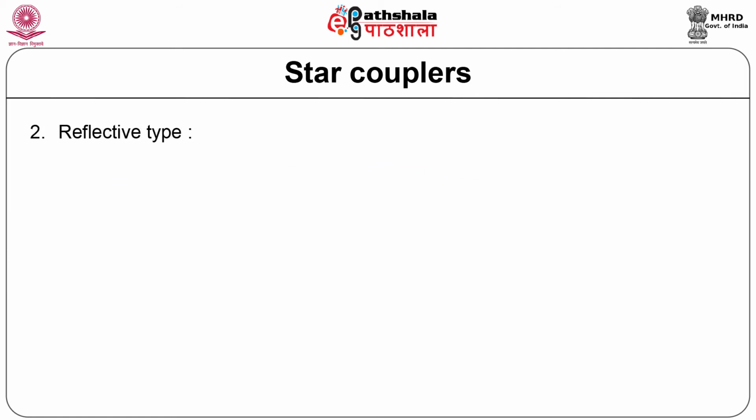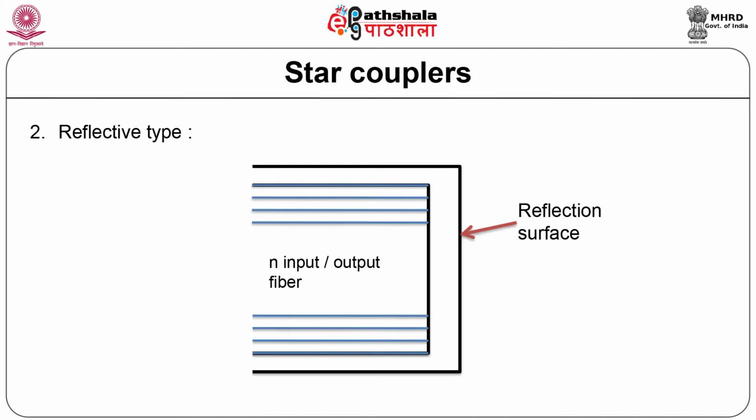Let us know about the reflective type star coupler. The figure shows the basic structure of this coupler. The other calculations for this type of coupler are the same as for the transmissive type star coupler. In this, input power is equally divided among the output ports. The splitting loss increases logarithmically with the increase in number of output ports.